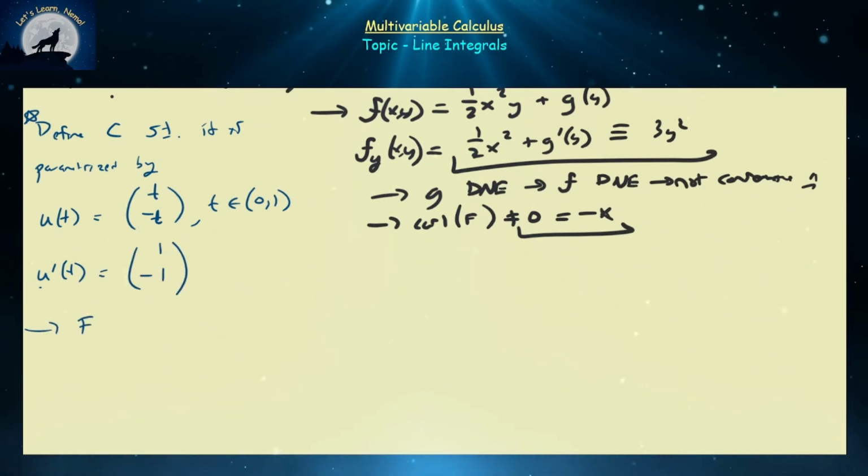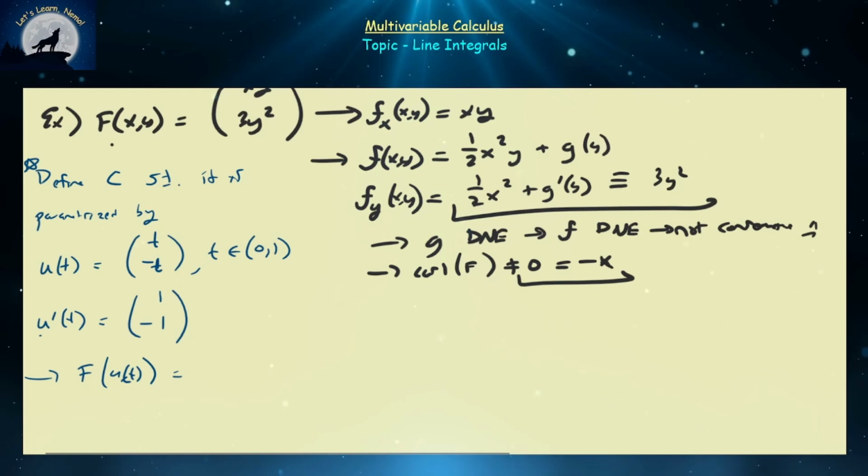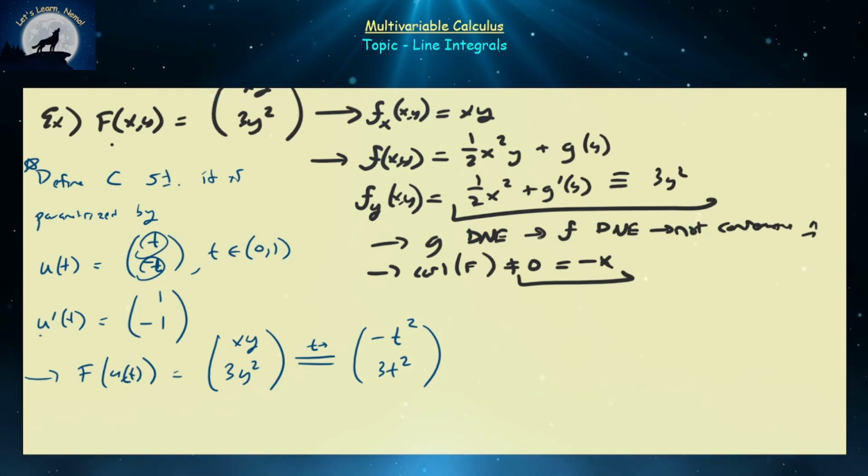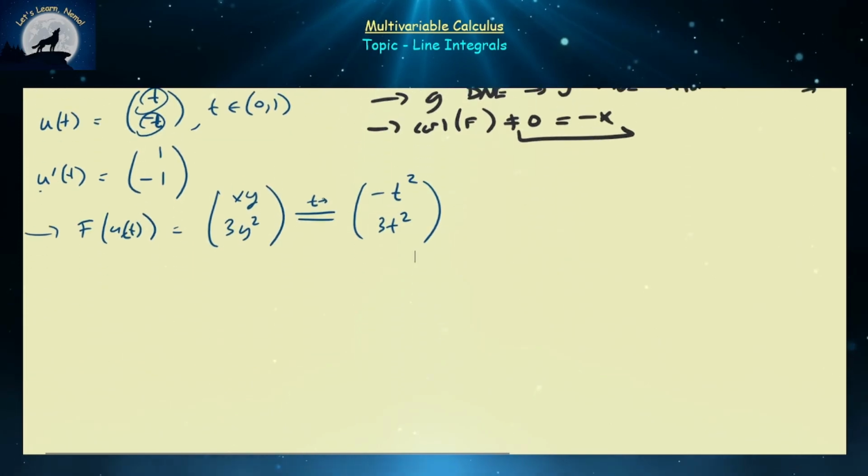And that means our function F of u of t will be equal to, so again, what was our vector field? This is (xy, 3y squared), which in the t realm turns into, so x will be t, y will be minus t. So that's going to give us minus t squared, and then 3t squared on our second term. All right? So that's going to be our F, and then we can find our line integral of our function, or our vector field.